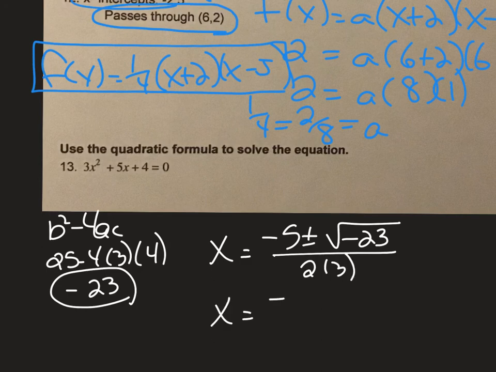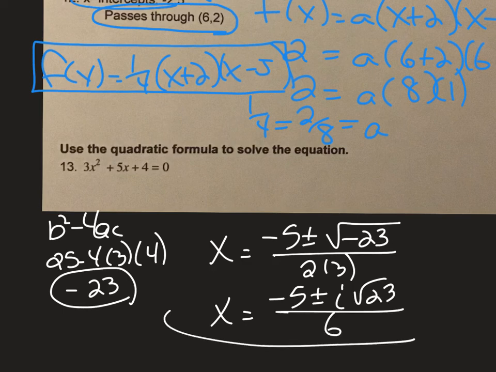So all I can do is two things. I can take the i out of the square root. Can't break down 23 at all, and you can multiply 2 times 3 is 6. And there you go. Guys, that's all there is.